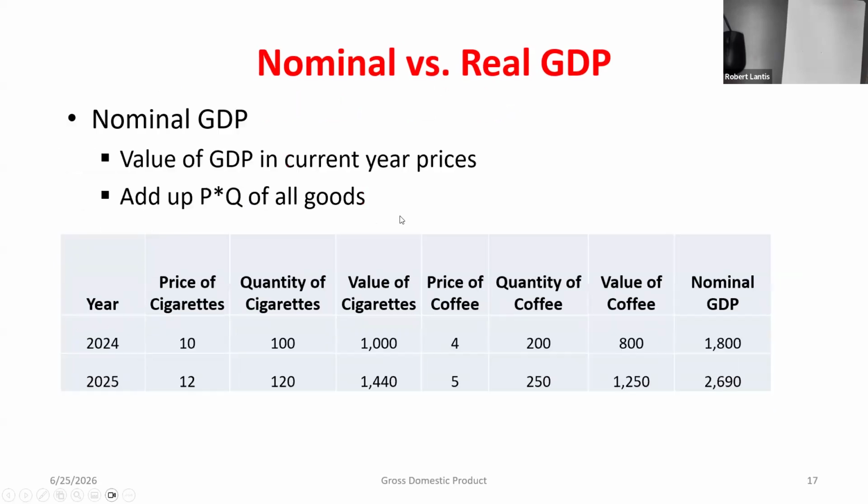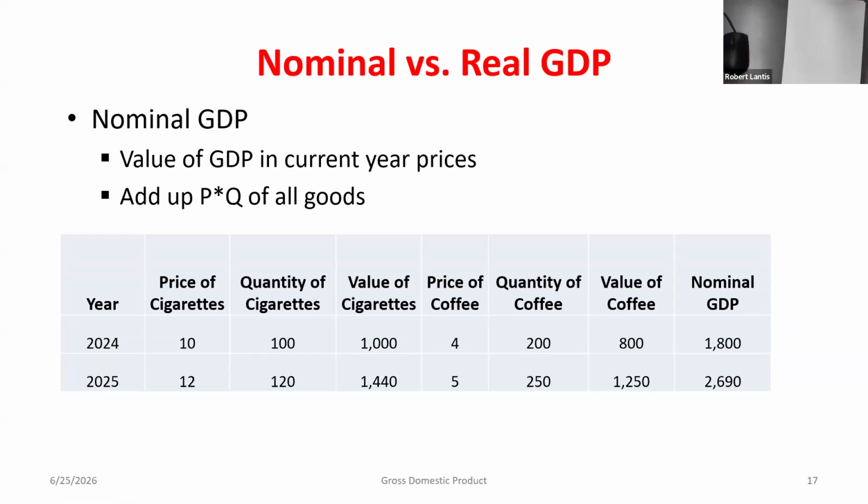So if I do that, I can think about maybe I had a table that looks like this. I have just two goods in these economies to keep it simple. So in 2004, I've got the price of cigarettes times the quantity of cigarettes bought. The total value being spent on cigarettes is 1,000. I then look at, well, what is the price of coffee times the quantity of coffee being purchased. The total value of my economy being spent on coffee is 800. I would then add up those two products, and I get my nominal GDP of 1,800.